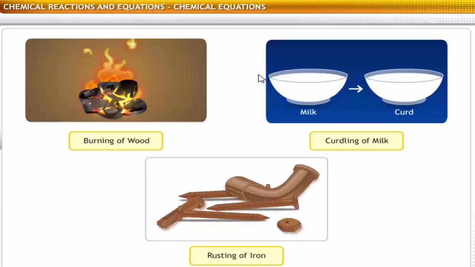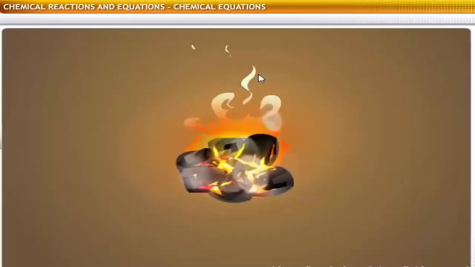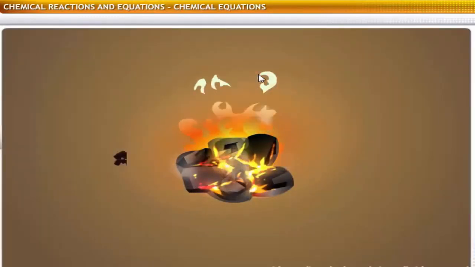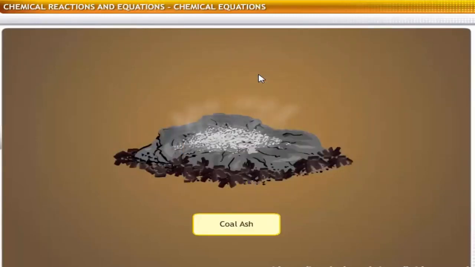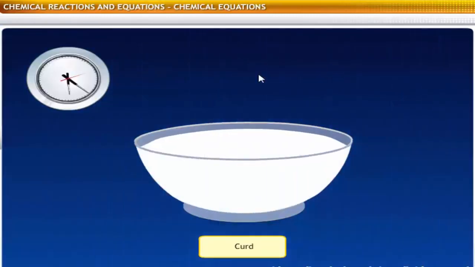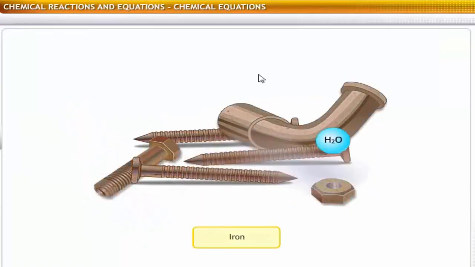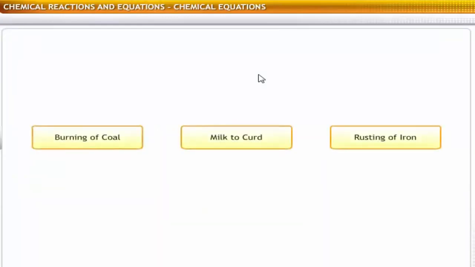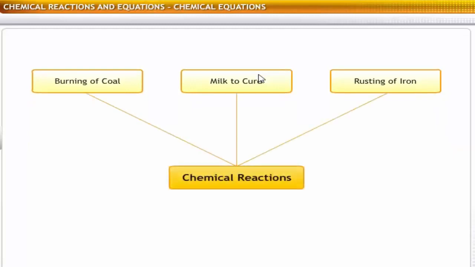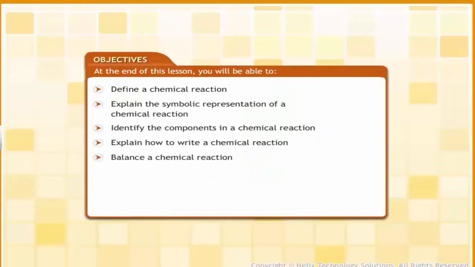All the time, changes happen around us. For example, coal changes when it is burned to produce heat, milk changes into curd, and iron rusts when exposed to moisture. All these changes are a result of chemical reactions. These chemical changes can be represented through chemical equations. In this lesson, you will learn about writing and balancing chemical equations.